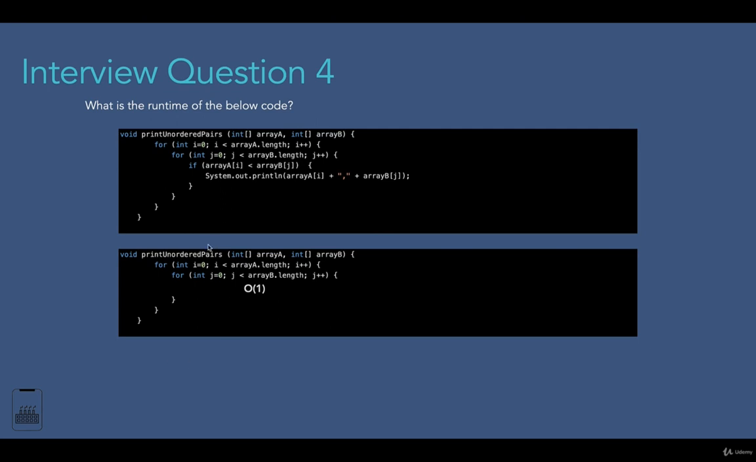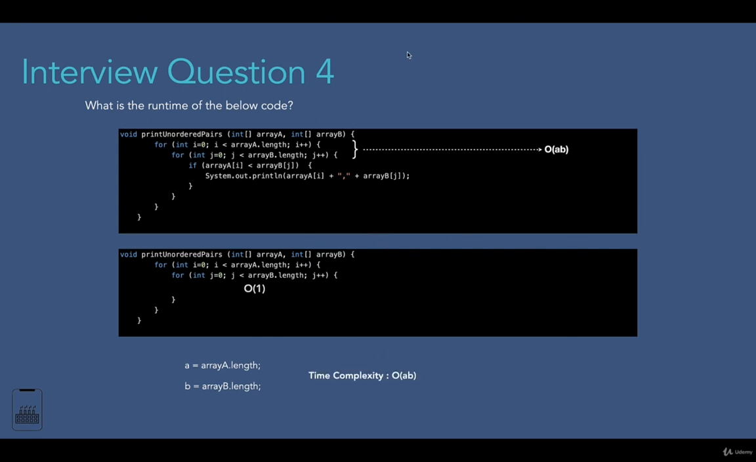If the number of elements in array A is A and the number of elements in array B is B, then this part of the code will take O(AB) time complexity, because in this case for each element of A we are looping through all elements of B. So the time complexity will be O(AB). Here we are multiplying.